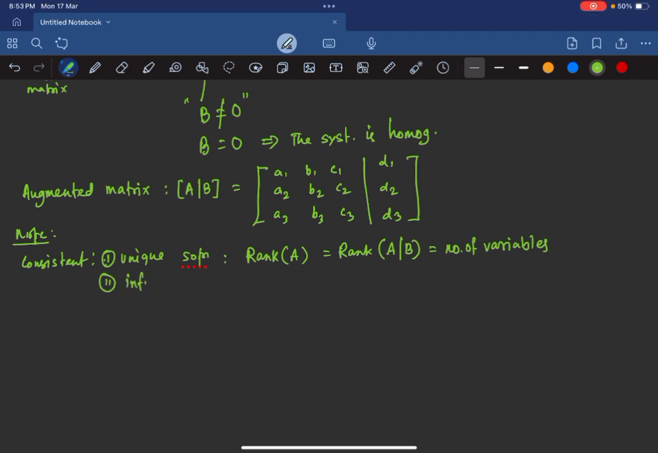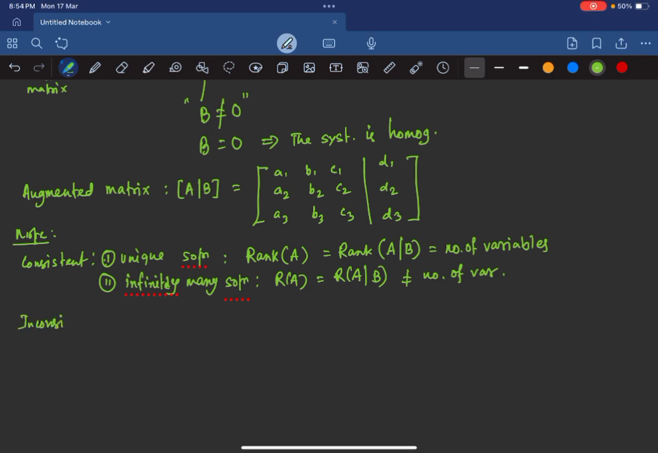Second one is infinitely many solutions. That means rank of A is the same as rank of A augmented B, but they are not equal to the number of variables. So in that case, it is less than the number of variables.